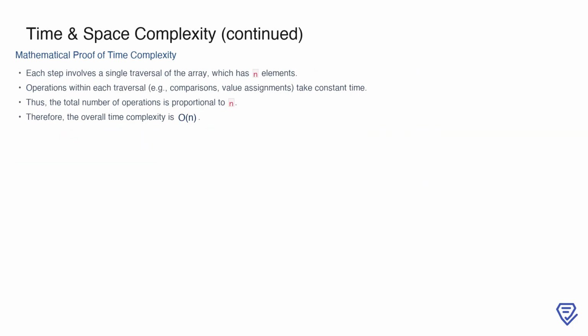To mathematically prove the time complexity of this algorithm, consider that each of the 3 steps involves exactly one traversal of the array, which contains n elements. Within each traversal, the operations performed, such as comparisons and value assignments, take constant time. This means the total number of operations is directly proportional to the size of the input array, n. Combining all 3 steps, we still maintain a linear relationship with the input size. Therefore, the overall time complexity of the algorithm is conclusively O(n).